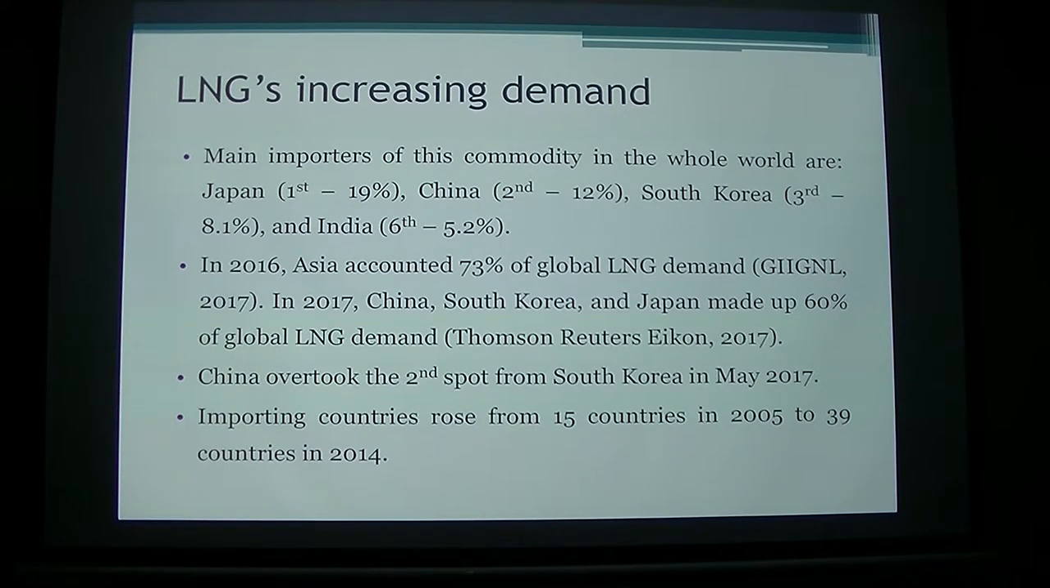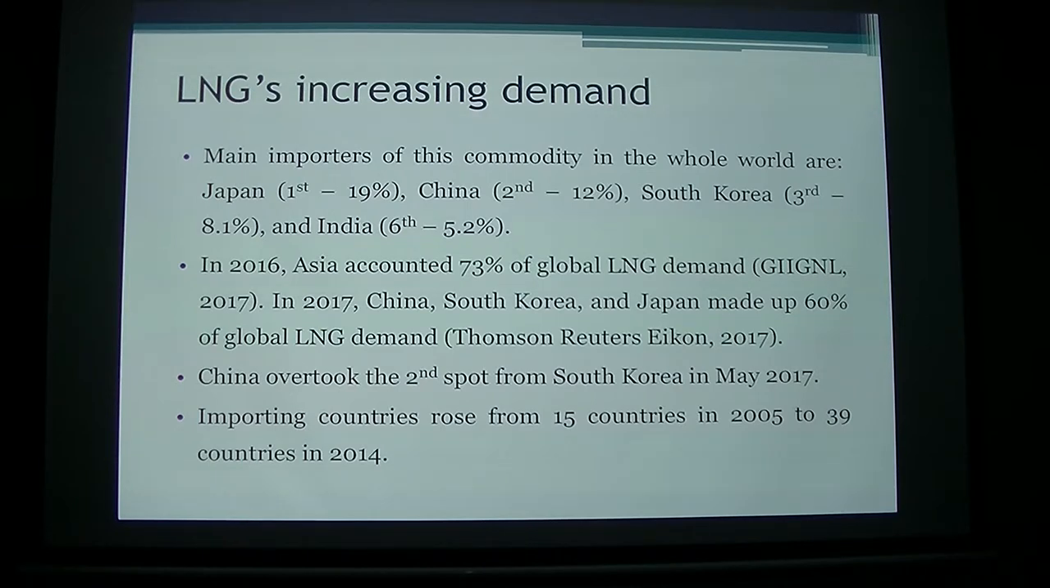So the main importer, despite, I would say, the diplomatic crisis and also the rise of US gas production, it is actually nothing to be worried about, since LNG demand is increasing. Many importers of this commodity are Japan, China, South Korea, India, Asian countries. In 2016, Asia accounted for 73% of global LNG demand. In 2017, these countries made up 60% of global LNG demand.